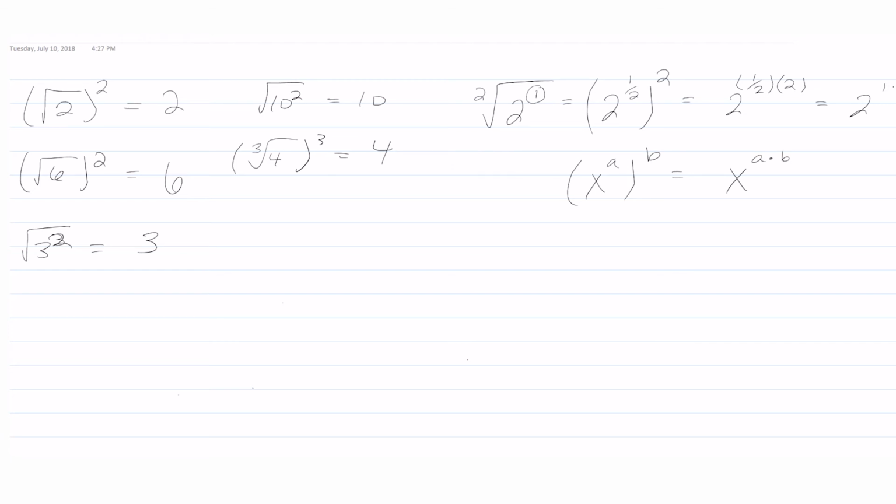Same thing with anything raised to a higher power. So if we had, again, the cube root of 4 raised to the third power, what we're really seeing is the cube root of 4 to the first power. So we have 4 raised to the 1/3 power, and if we're going to raise the whole thing to the 3rd power again, we have 4 to the 1/3 times 3, which simplifies back down to 4 to the first.